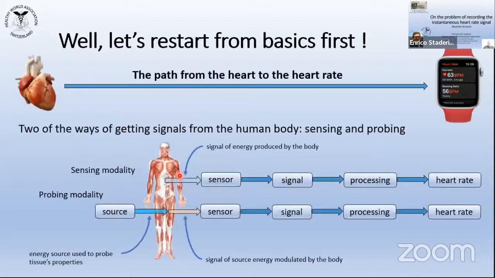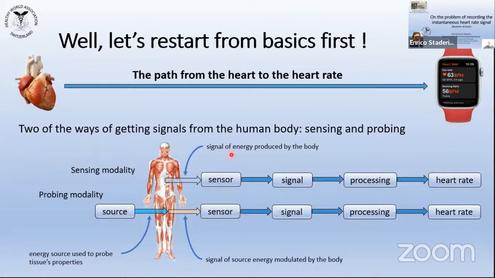Now, I would like to show you, just restarting from basics. The problem with the heart rate is how to create the path from the heart to the heart rate. On the left side, I played the heart beating. On the right side, there is a more or less standard watch, very often used for detecting and showing the heart rate in beats per minute. Now, how can we go from the heart to the presentation on the watch?